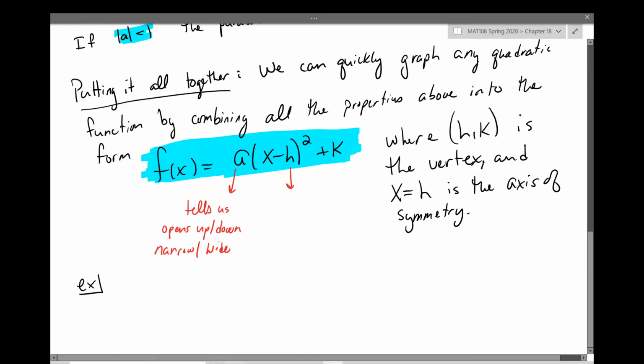Now the h will tell us if we shift left or right. Okay? And then the k, that tells us if we shift up or down. All right? So let's look at an example.